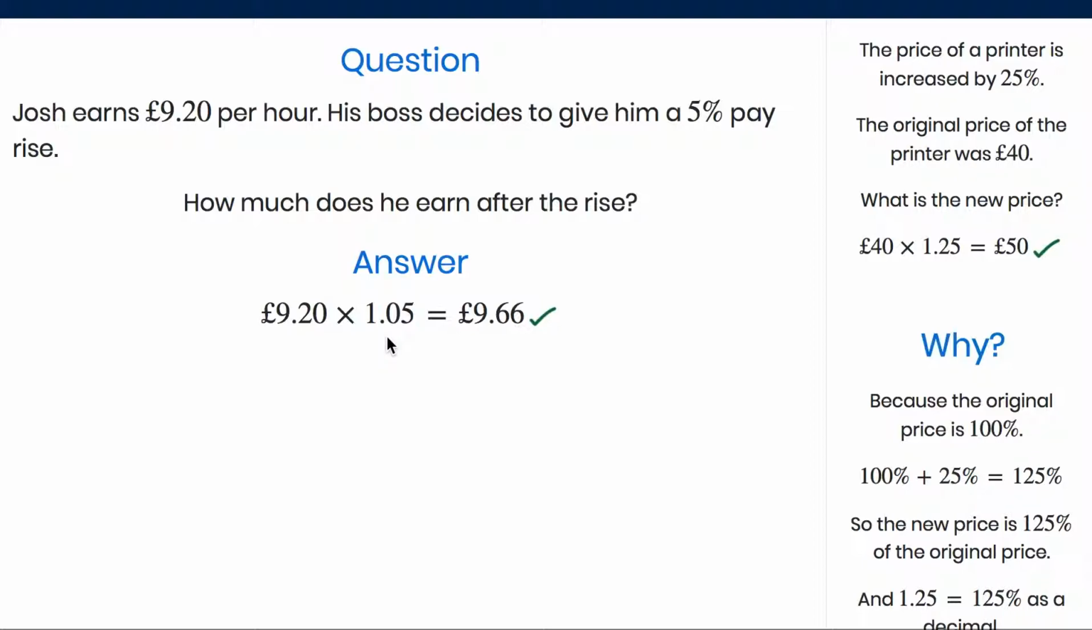Okay, thank you very much for watching. I hope you got those correct. You might also like to view our reverse percentages video, which builds on this lesson by finding the original amount after a percentage change.